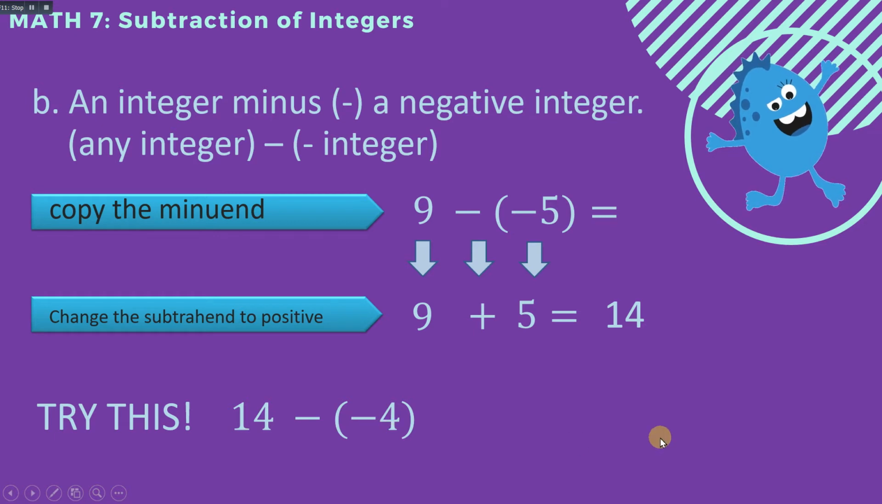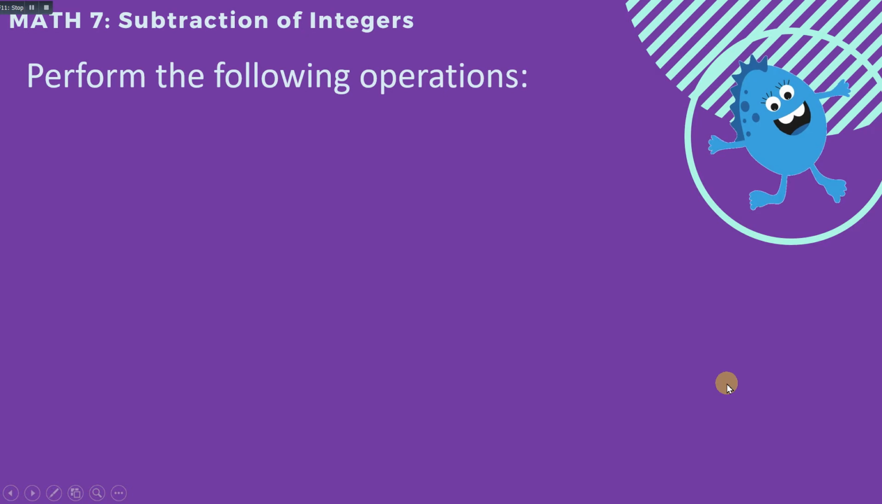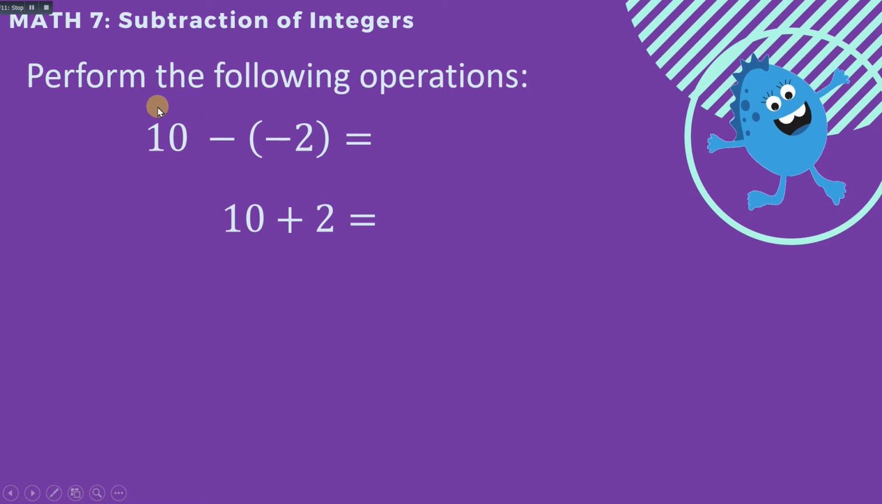Okay. This one, you need to perform the following operations. Positive 10 minus negative 2. Again, copy the minuend, which is positive 10, and change the subtraction operation to addition. And then change the negative 2 sign to a positive 2 and perform the normal addition operation, which is, the answer is positive 12.